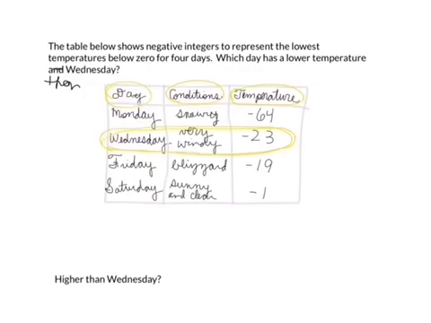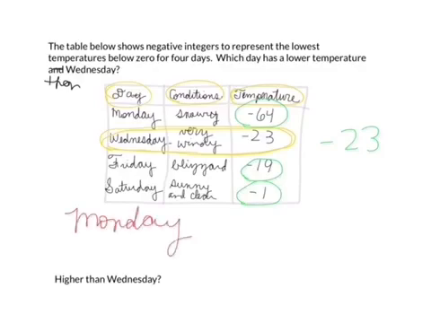So they're asking which day has a lower temperature than Wednesday. So you want something that is lower than negative 23. So when we look through these, we can see there's negative 64, and negative 64 is lower than negative 23. It is colder. There's also negative 19 and negative 1, and these are both warmer than negative 23. So my final answer would be Monday, because Monday is the day that had a lower temperature than Wednesday, and they asked in the question which day. So we need to answer day.